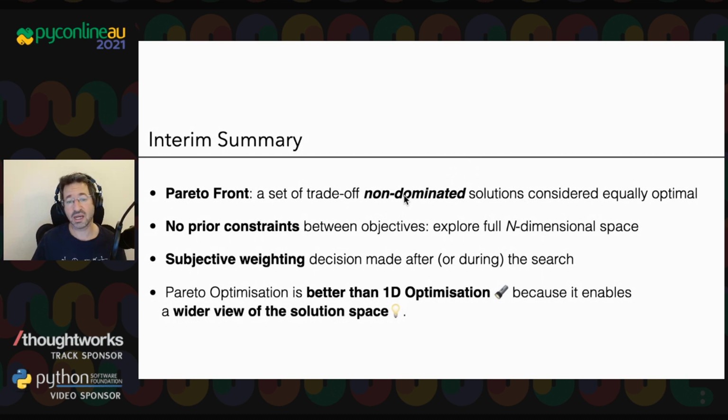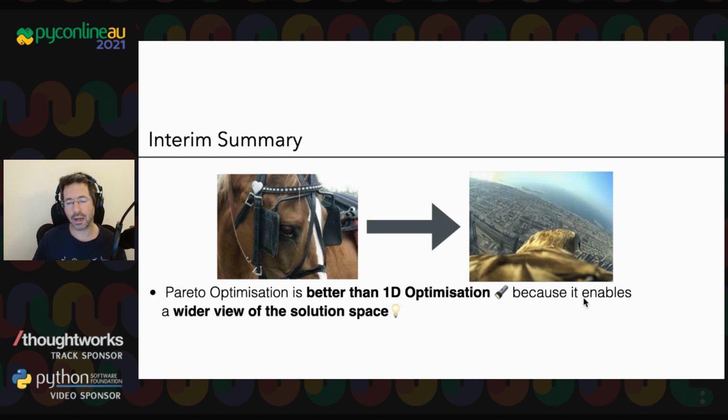Okay, so a Pareto front is a set of trade-off non-dominated solutions, and they should be all considered equally optimal. Throughout this talk, I'll show you in two-dimensional space, but this is also relevant for any n-dimensional space. This extrapolates to many dimensions. And remember the context of subjectivity, we don't make any prior constraints before looking at the distributions. If there are limitations, of course, you put them in, but otherwise, if there's no good reason to put constraints, you won't use them. And the reason that Pareto optimization, as you'll see, is better than single objective optimization is because you're really getting a bird's eye view of the solution space, as opposed to putting on horse blinders.